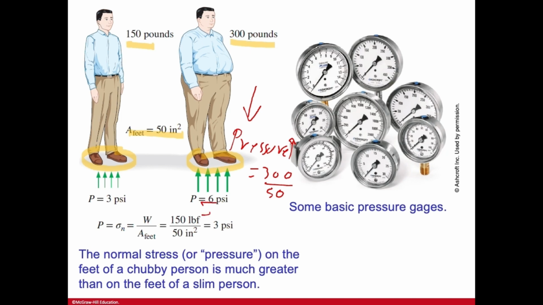And similarly in this case, it will be 150 pounds, which is the weight, divided by the area, which gives you 3 psi. So if the area remains the same, the bigger the force acting on that area, the higher the pressure would be. It should be intuitive there.